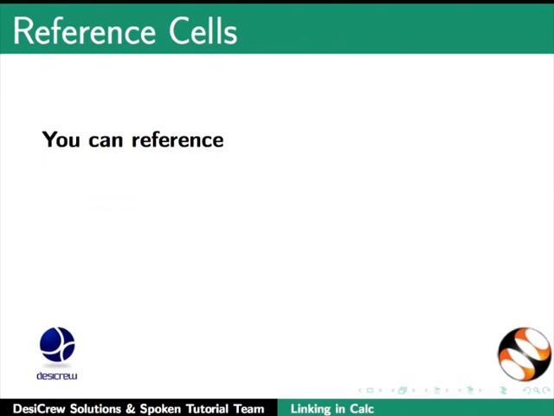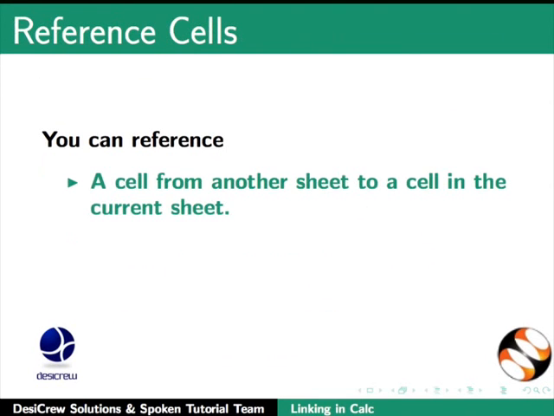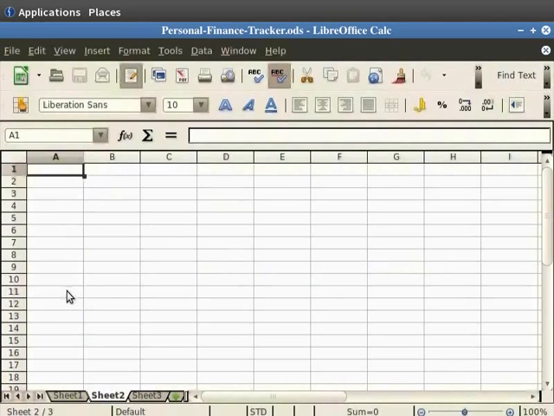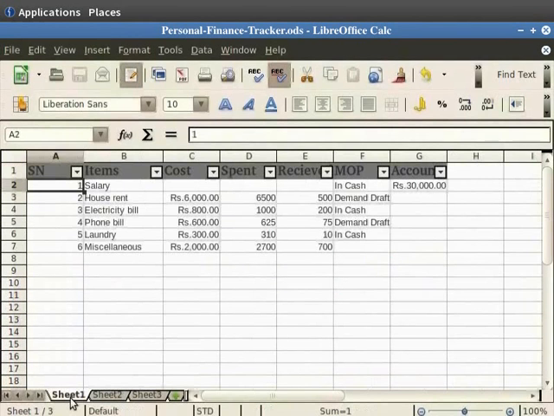LibreOffice Calc allows you to reference a cell from another sheet to a cell in the current sheet, or a cell from another spreadsheet if you have saved both the spreadsheets. Let's open personalfinancetracker.ods. The sheet 1 of our file contains the spreadsheet for Personal Finance Tracker. I have added some amounts in the columns Spent and Receipt.